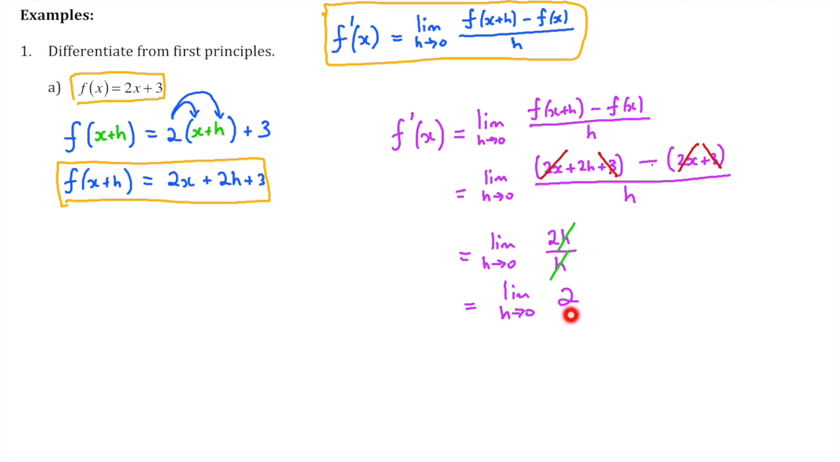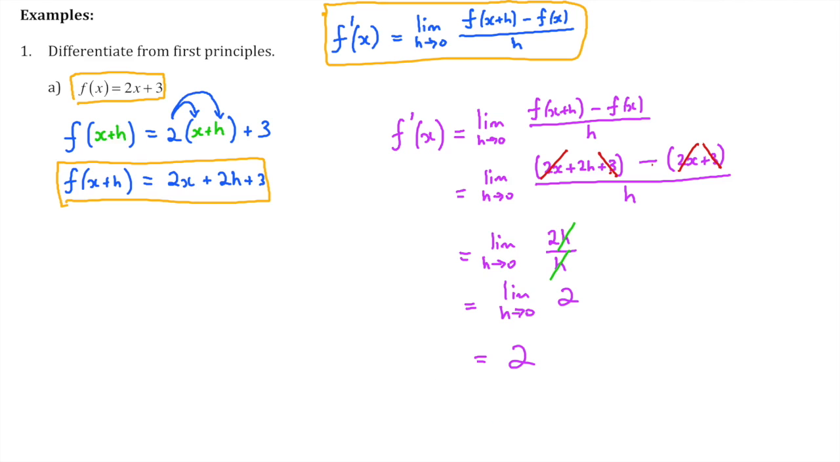I'm going to go, well, what if h is, well, it doesn't matter what h is. If h is really tiny, it's not going to matter because I've just got the number 2 there. So I can now ignore the limit as h approaches 0. And that means the derivative of 2x plus 3 is 2.